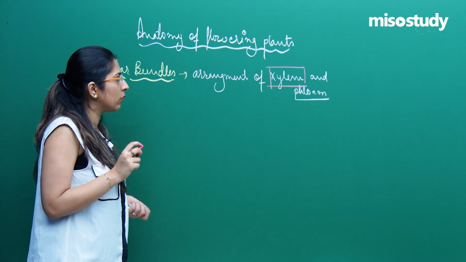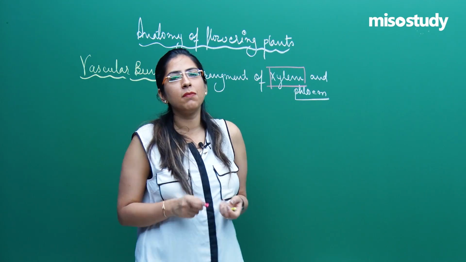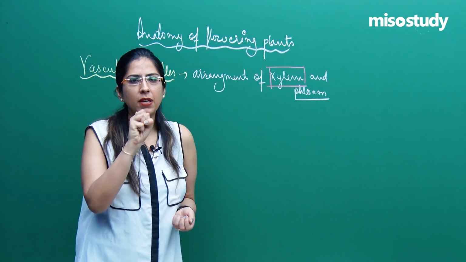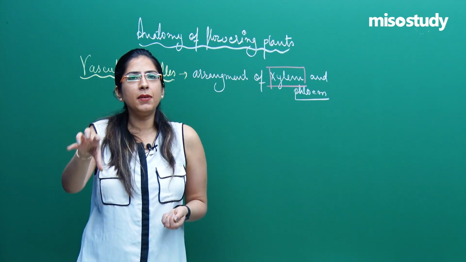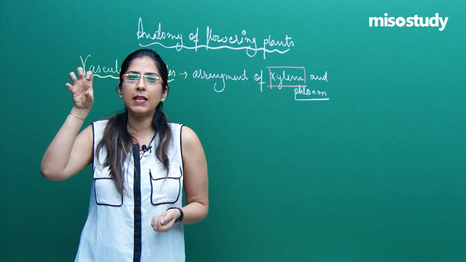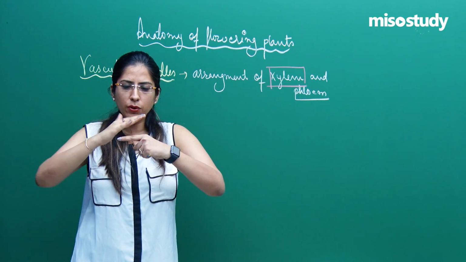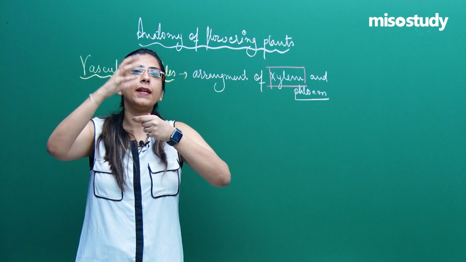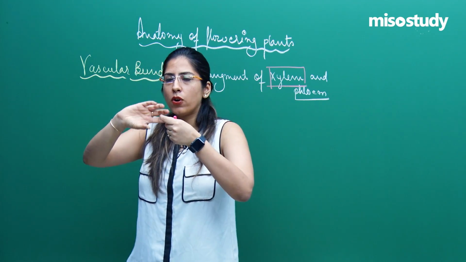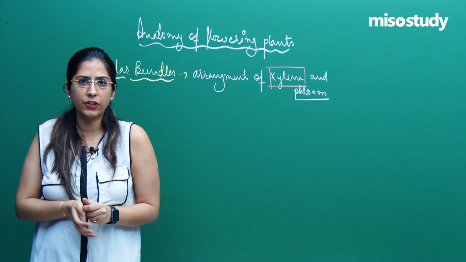Because I will be using those words, I want to give you a brief idea. Protoxylem is a part of the primary xylem, and it is formed first during the course of development. Similarly, metaxylem is the xylem which is formed later in development. Whether the protoxylem is present in the center or the metaxylem is present in the center, depending upon that, I have given you certain conditions like exarch and endarch condition.